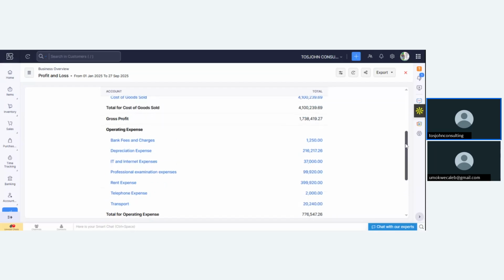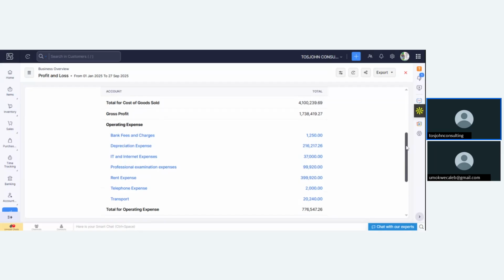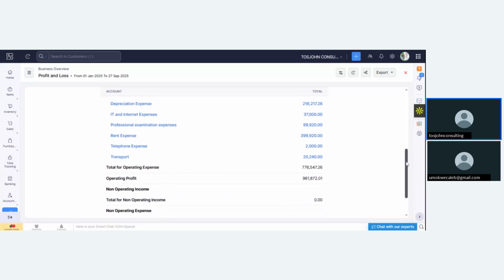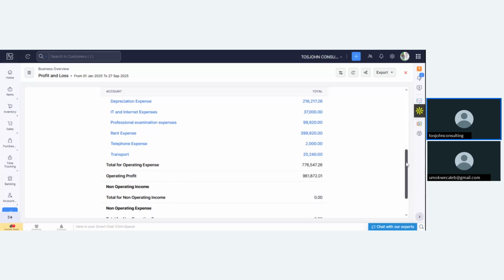You look at it, you post it. Once the posting is correct, you get the right report. And you have your operating expenses. So the gross profit minus the operating expenses gives you your net profit. But that net profit is what we call the result from operating activities.